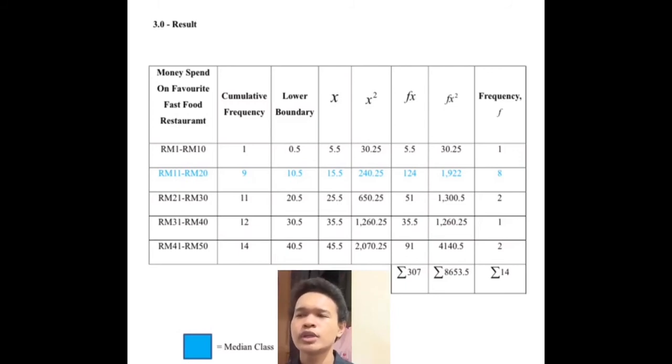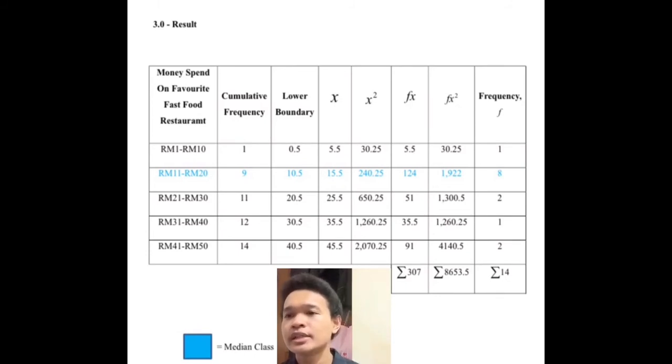The last row of cumulative frequency is the same as the sum of the frequency. The amount is 14. Okay, we move to the third column. The third column is lower boundary. So I will tell you how to get the lower boundary. We look at the first column. I will make an example.